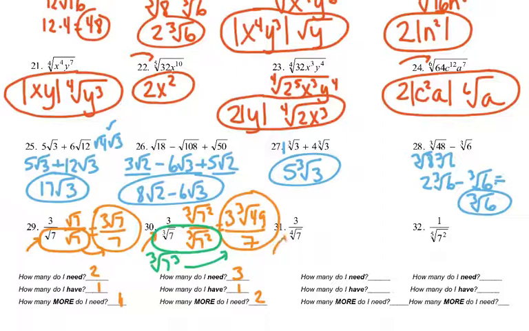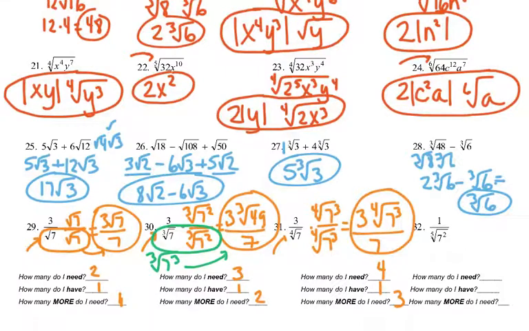Now we go up to a fourth root. The fourth root is needing 4. I have 1. How many more do I need? 3. So I'm going to multiply top and bottom, and you have to show this work, by the fourth root of 7 cubed. And I'm not going to even look up what 7 cubed is. You can just leave it like that. The bottom, again, is going to be 7. Why? When I multiply those together, I get the fourth root of 7 to the fourth, which is 7.